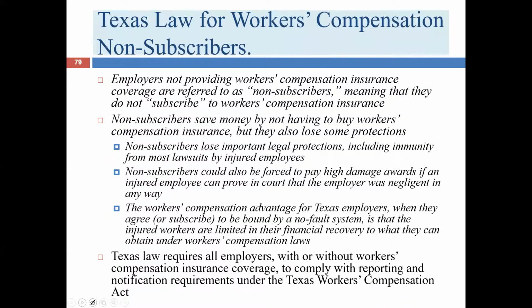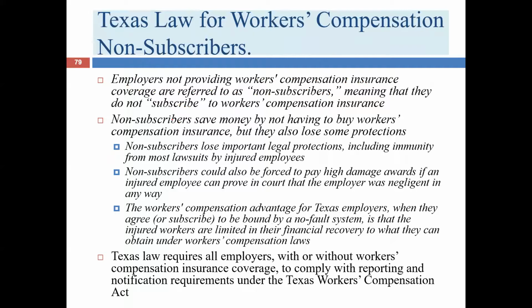So let's talk about the other option that we have in Texas. Employers not providing workers' compensation insurance are referred to as non-subscribers, or they're described as going bare, meaning they don't subscribe to workers' compensation insurance.